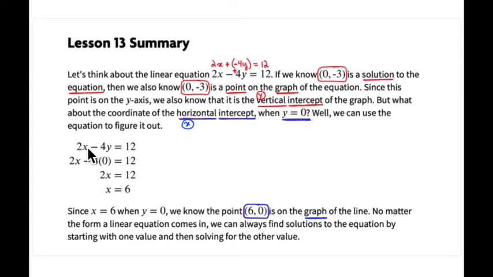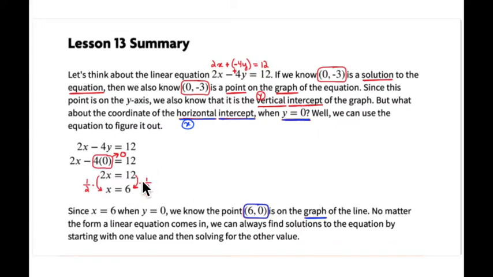So when y is 0, now this is okay because 4 times 0 is 0. So you subtract 0, that's nothing. So you're left with 2x. And 2x equals 12. And so half of 2x is equal to half of 12. So x is equal to 6. So there are a couple of steps here.